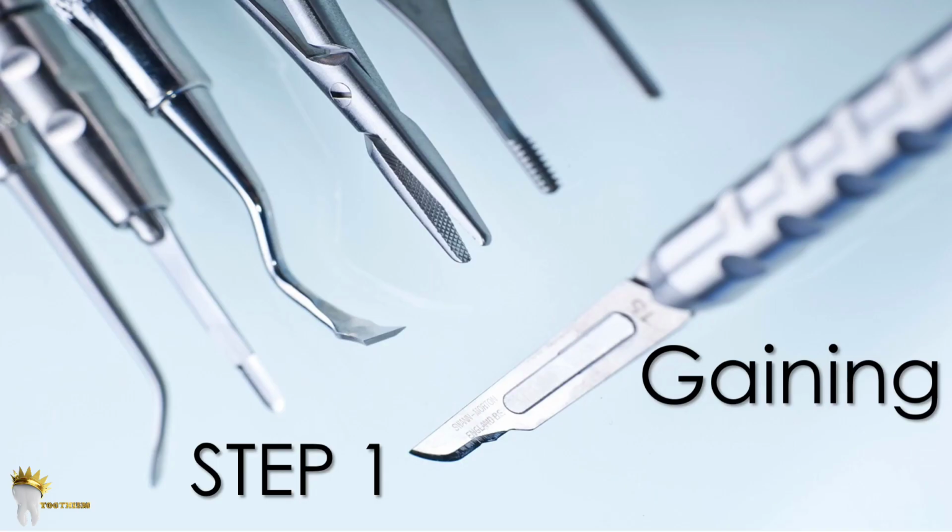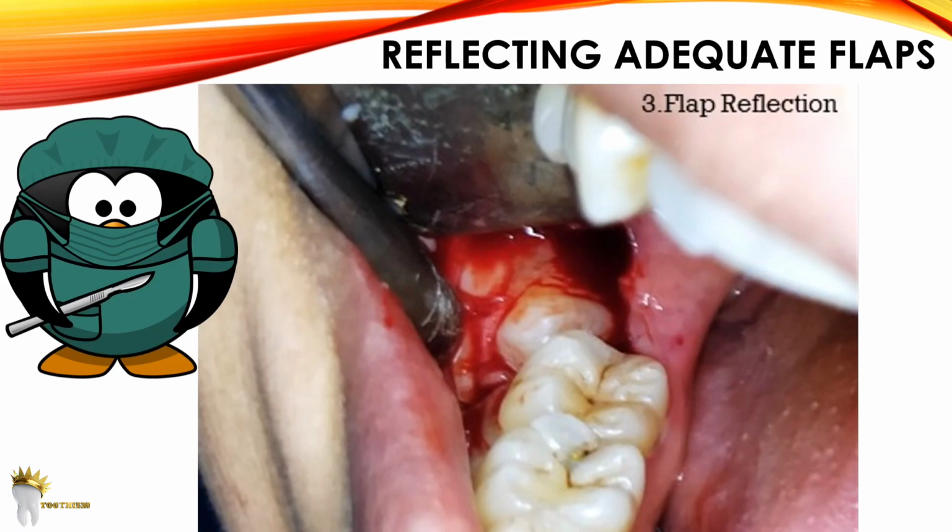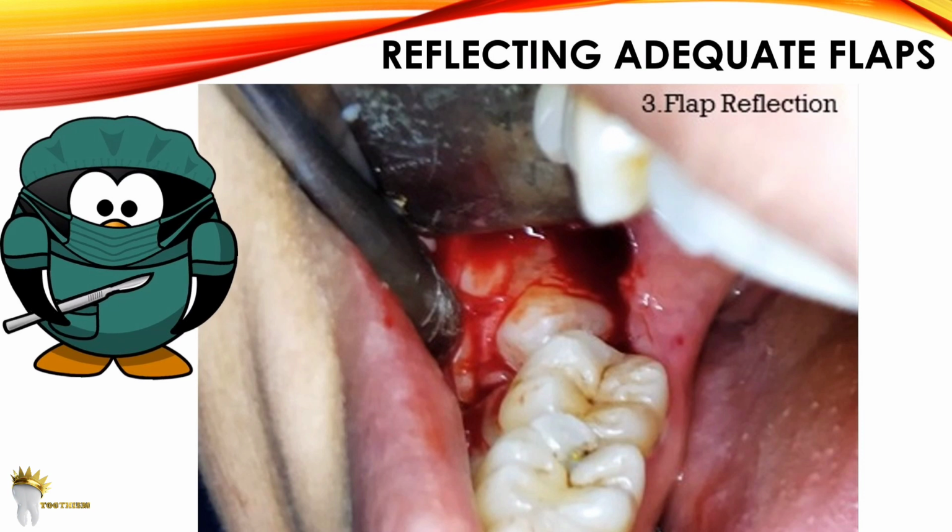So step 1 is gaining access. How do you gain access to the impacted tooth? By reflecting the tissues over it, right? So the first step is reflecting an adequate mucoperiosteal flap so that we get proper access and we can see the whole surgical area for removing the bone over the tooth and also for sectioning of the tooth.